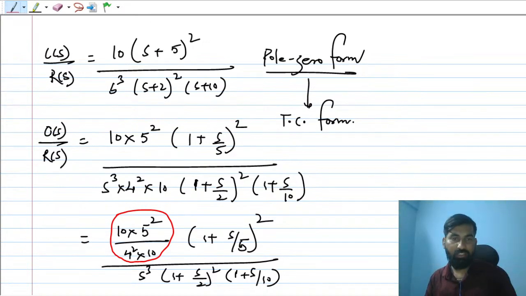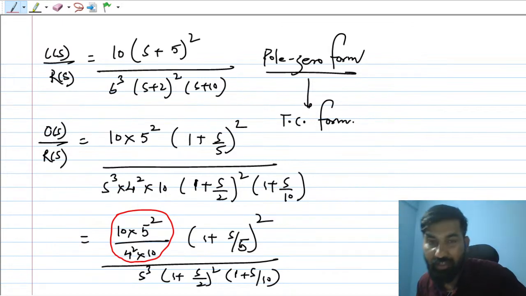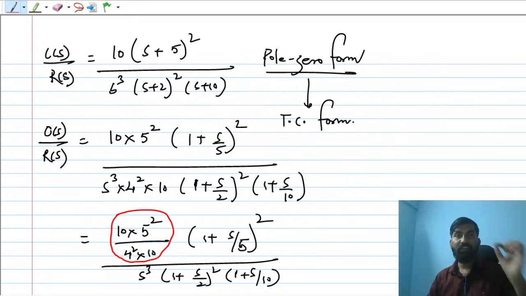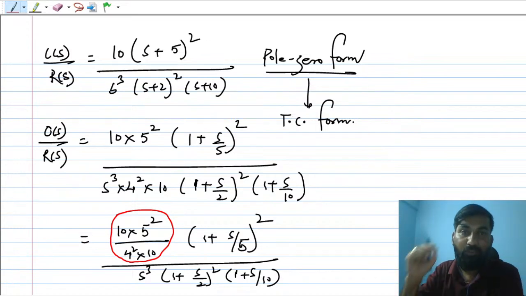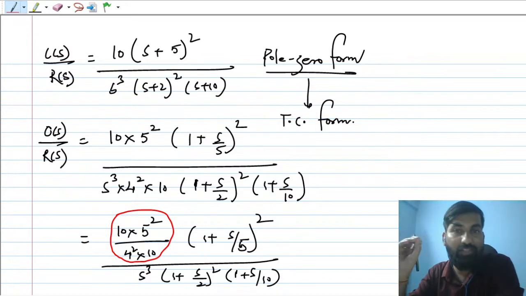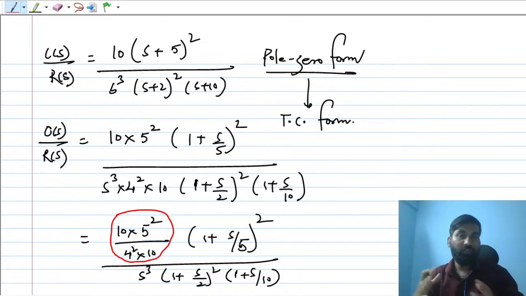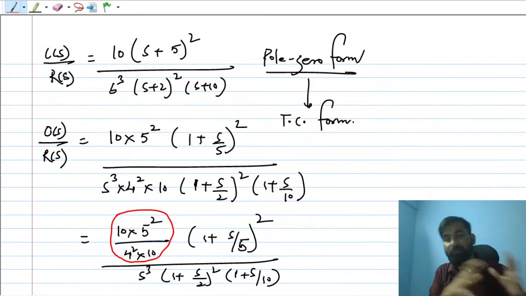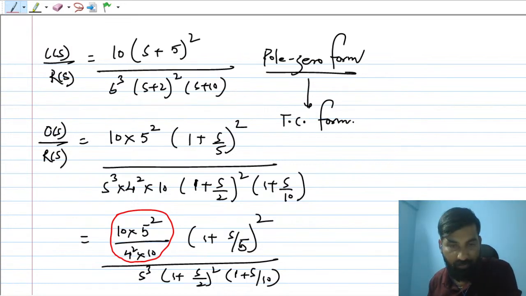I will give you the shortcut as well. Just wait and watch. Okay, I will give you the shortcut how to find system gain. But keep in mind, whenever the transfer function is given in the form of poles and zeros, you have to convert it into time constant form in order to evaluate the type of the system as well as the system gain, and the order of the system as well, right? So this is going to be the k.